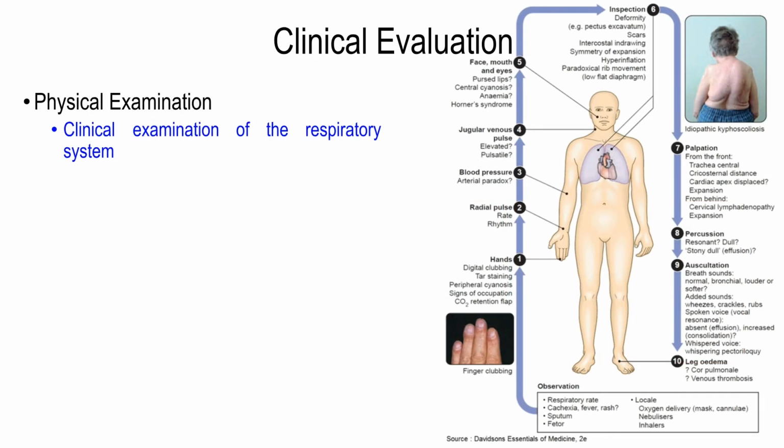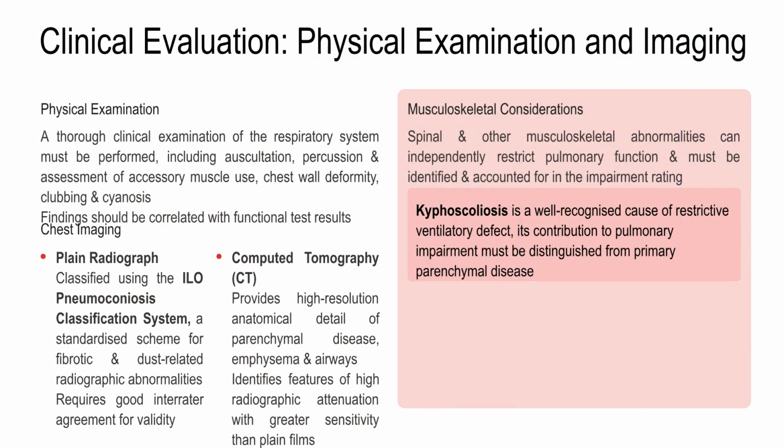Clinical evaluation includes a physical examination of the respiratory system. This involves a comprehensive assessment, including observation, palpation, percussion, and auscultation, to identify signs of pulmonary impairment and other systemic effects. Physical examination findings must be correlated with functional test results.